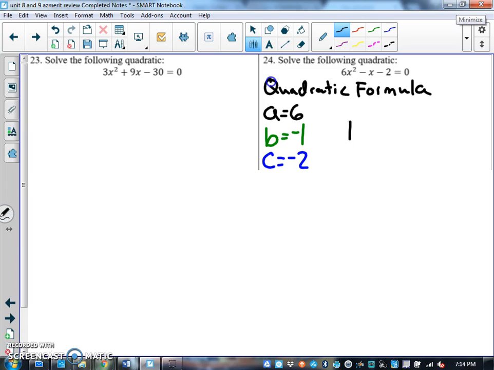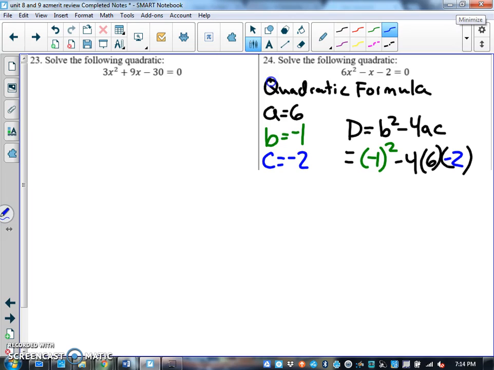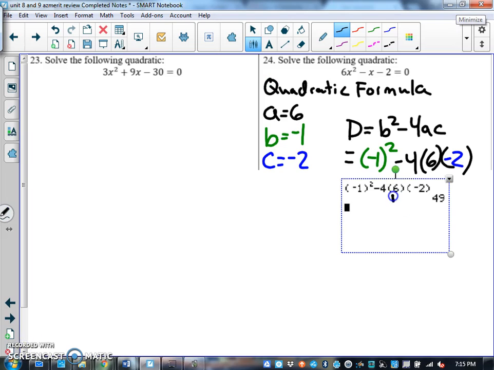My first job is to determine the discriminant. That's the value that goes under the radical sign. The discriminant is b squared minus 4 times a times c. Again, my discriminant then would be equal to b squared. Of course, I'm going to put the negative 1 in parentheses, then square it. Minus 4 times a times c, which is negative 2. Therefore, my discriminant is equal to 49.